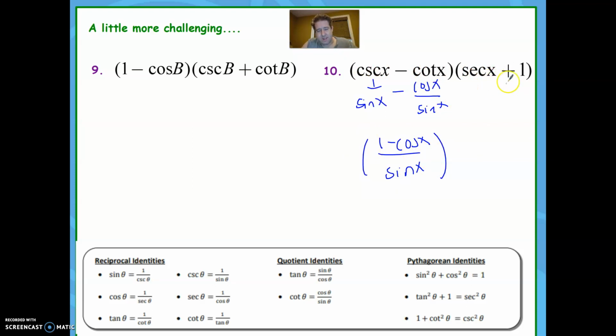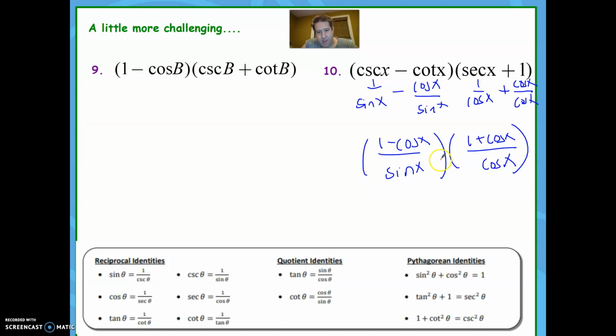Now I'm going to do the exact same thing on the right-hand side. Secant of x is the same thing as 1 over cosine of x, and then added to 1. Now, this is where you keep in mind that anything over itself is 1, so I'm going to say cosine of x over cosine of x. I've chosen that because I want the two denominators to be the same. Cosine of x over cosine of x is the same thing as 1. So now this parenthesis is really 1 plus cosine of x over cosine of x.